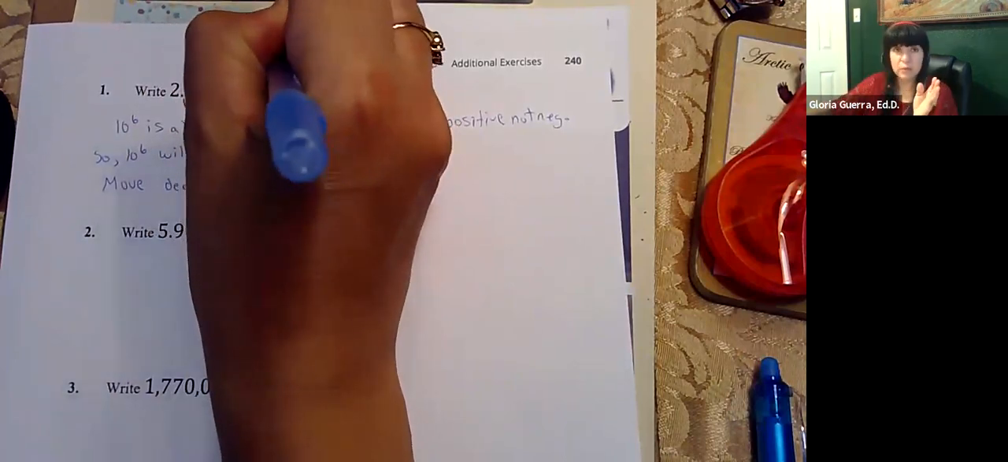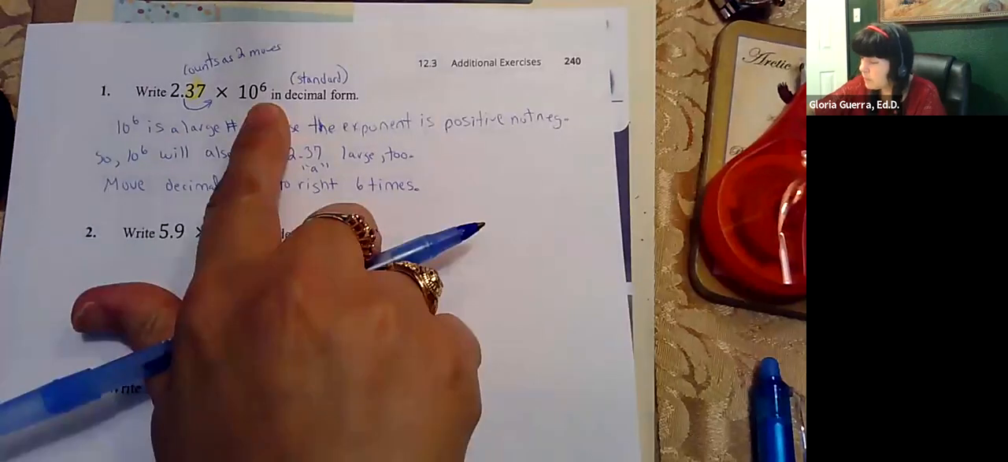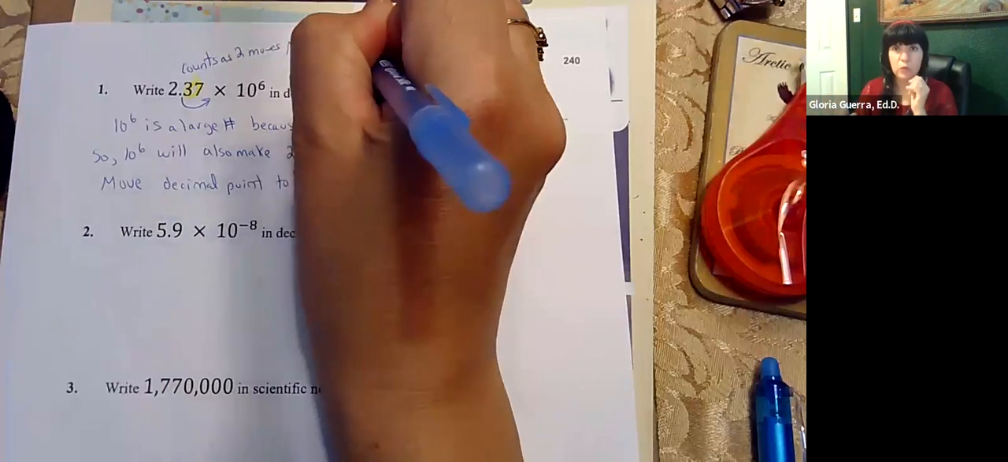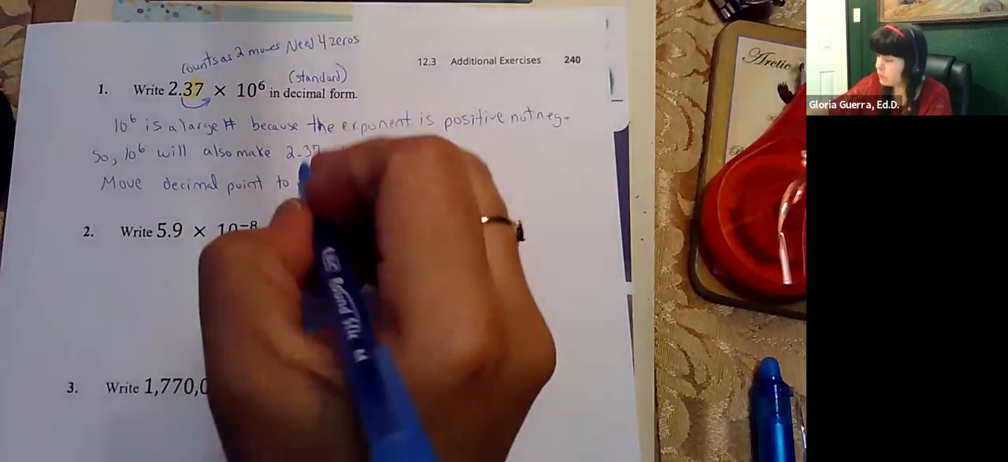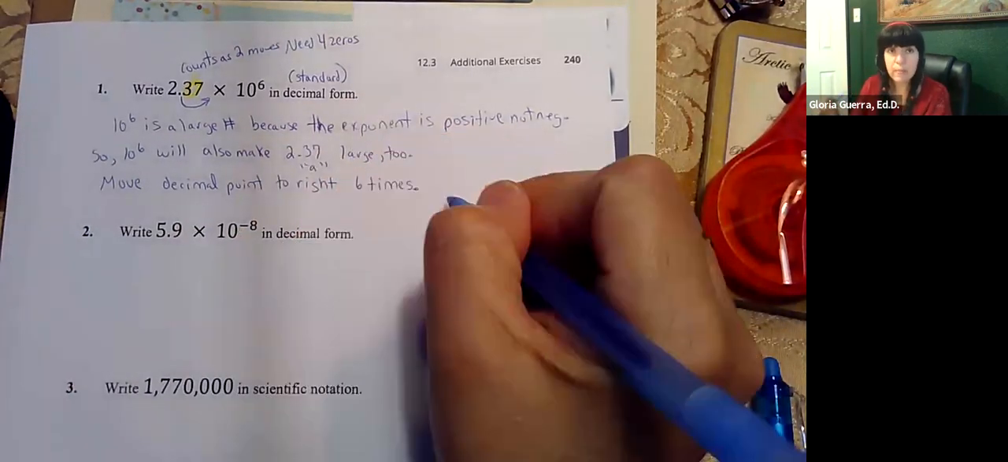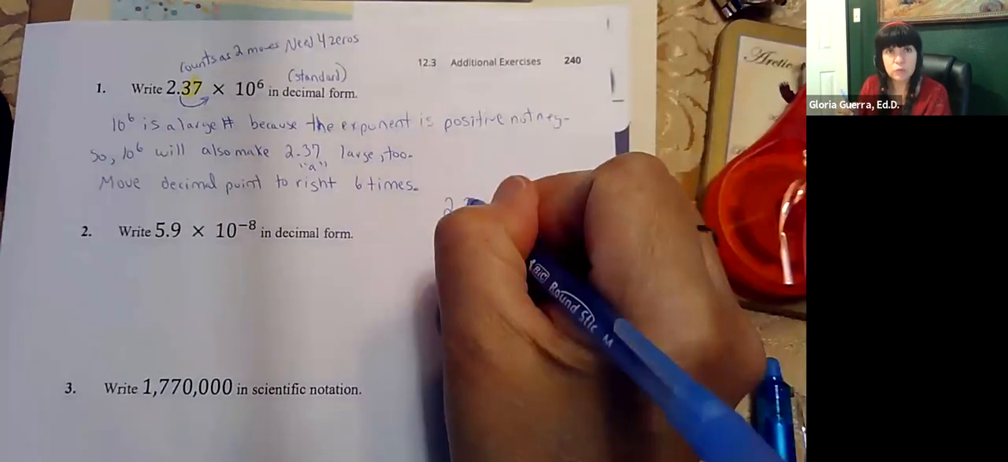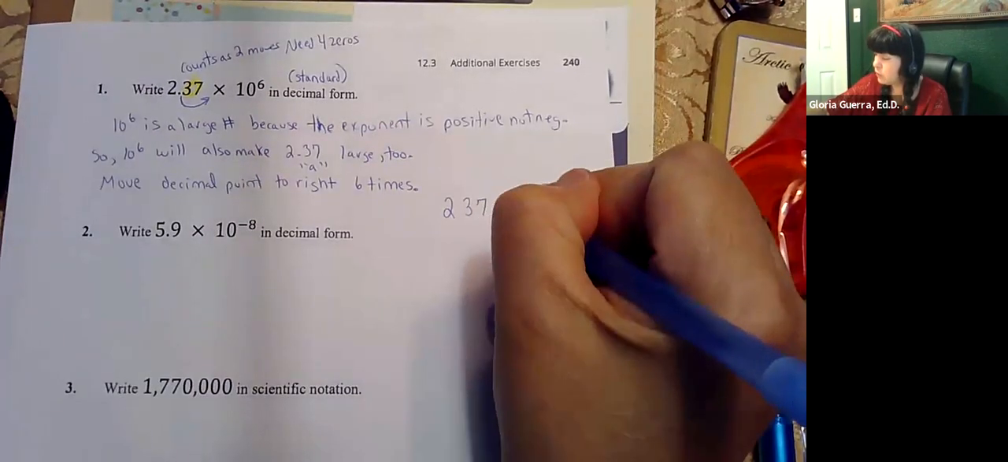But you need a total of 6. See, you need a total of 6 moves. So that means you're going to need 4 zeros, because 4 and 2 give you a total of 6 moves. Okay. So in your answer, you have your 2, and then you have your 3 and your 7. That counts as 2 moves. But then you have 4 zeros, 1, 2, 3, 4.